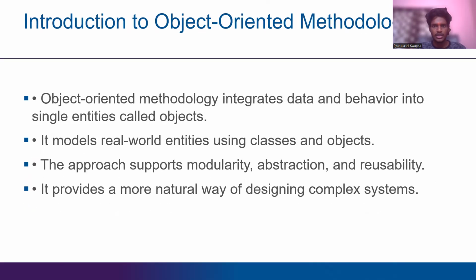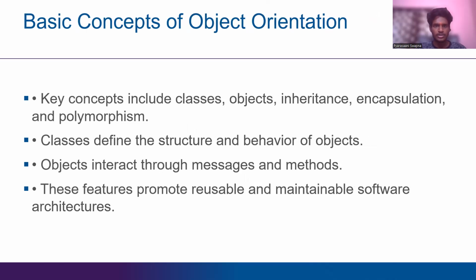Object-oriented methodology integrates data and behavior into single entities called objects. It models real-world entities using classes and objects. The approach supports modularity, abstraction, and reusability. It provides a more natural way of designing complex systems. Key concepts include classes, objects, inheritance, encapsulation, and polymorphism. Classes define the structure and behavior of objects. Objects interact through messages and methods. These features promote reusable and maintainable software architectures.